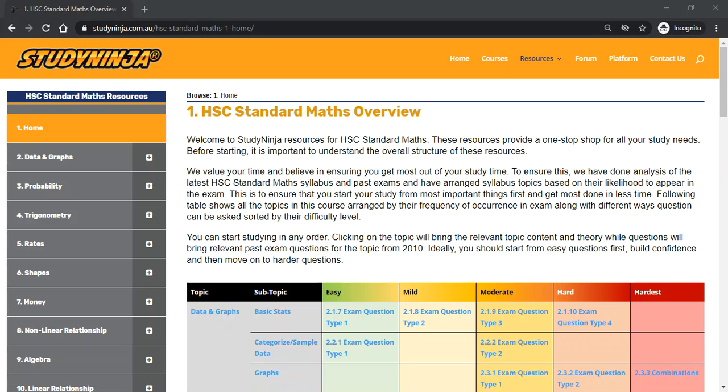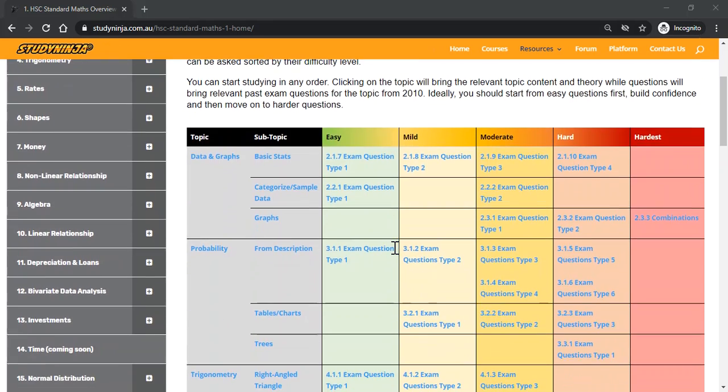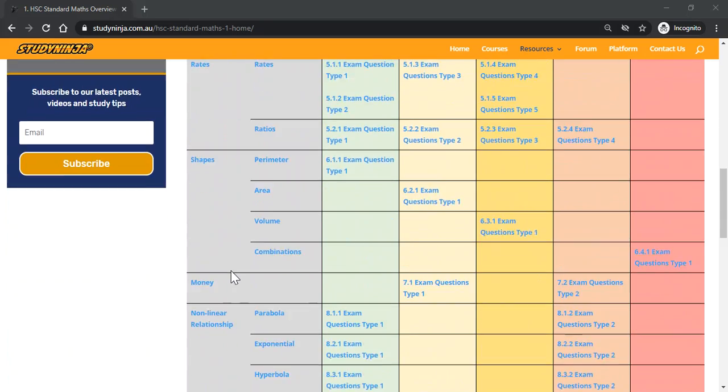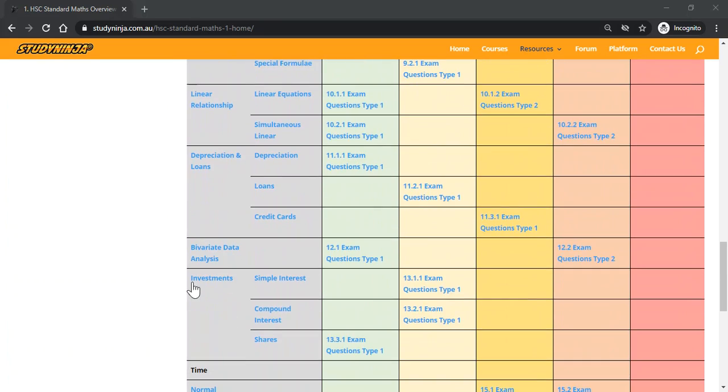In this video, I'm going to talk about 2019 exam question number 3. This question came from the topic of investments. So we look at the study matrix again on StudyNinja website and we go to the investment topic, and this came from the compound interest part, and I've put these kind of questions as mild question type. So this yellow section means that it's a mild type of questions.